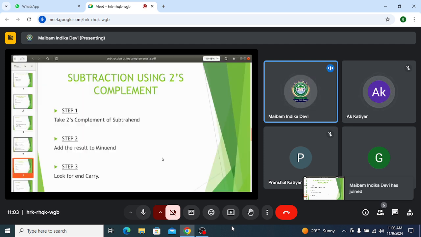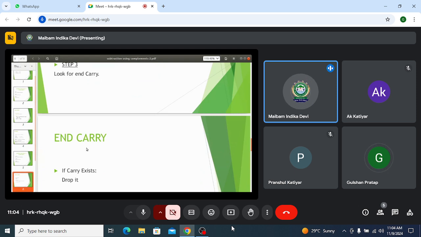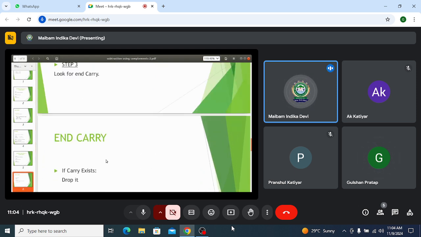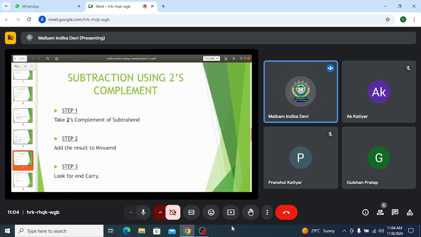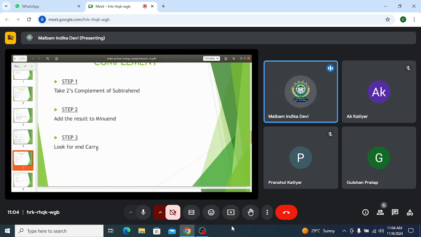Now, subtraction using two's complement. Since this is subtraction using two's complement, the same process applies, but the only thing is regarding taking the two's complement. There will be a little difference in whether you have an end carry or not. Only this section will be different. Here you first take the two's complement of the subtrahend. Then you add the result to the minuend. Whatever result you get out here, you check whether there is an end carry or not.